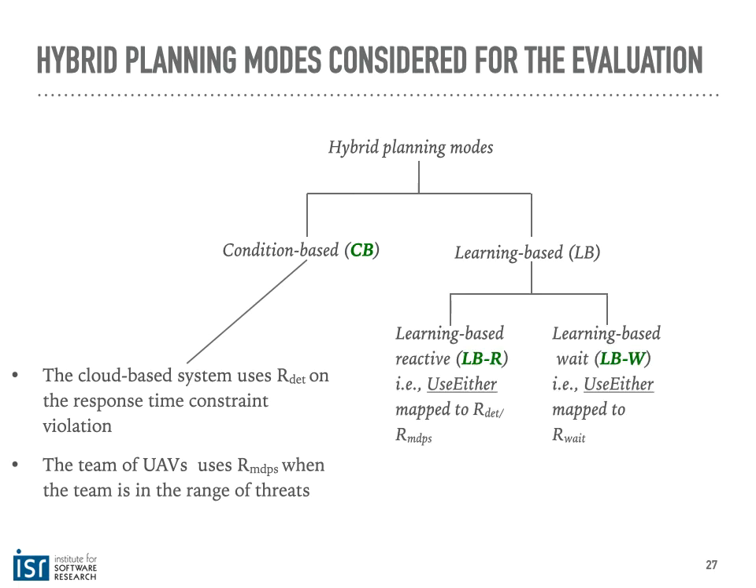If the classifier labels a planning problem as use either, then which of the reactive planners should be used, wait or non-wait? To resolve this ambiguity, we introduced two modes. The first is learning-based reactive mode, or LBR. In this mode, whenever a planning problem is labeled as use either, we use the non-wait reactive planner. The second is learning-based wait mode, or LBW. In this mode, whenever a planning problem is labeled as use either, we use the wait planner.